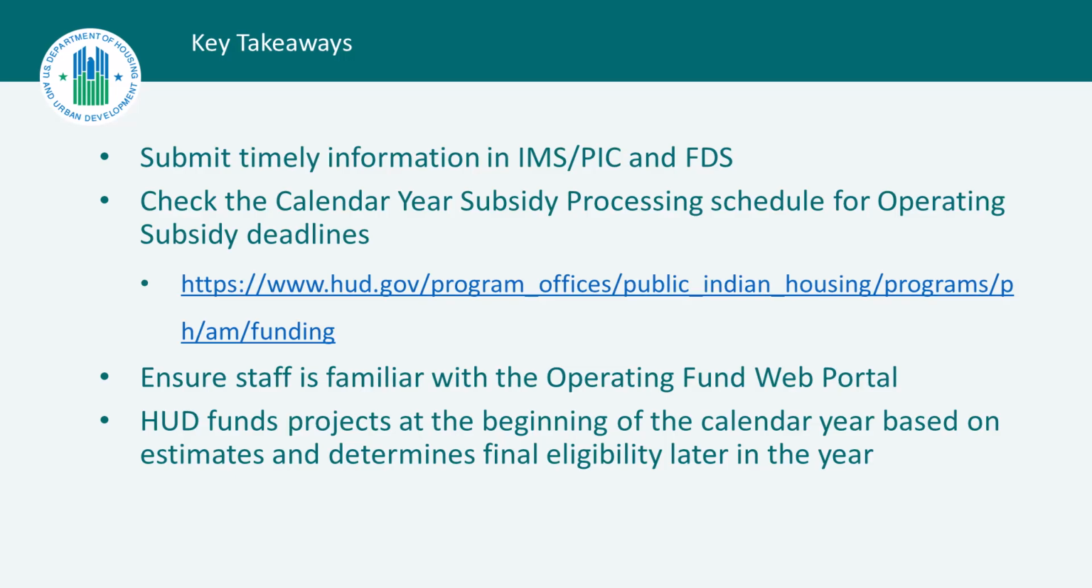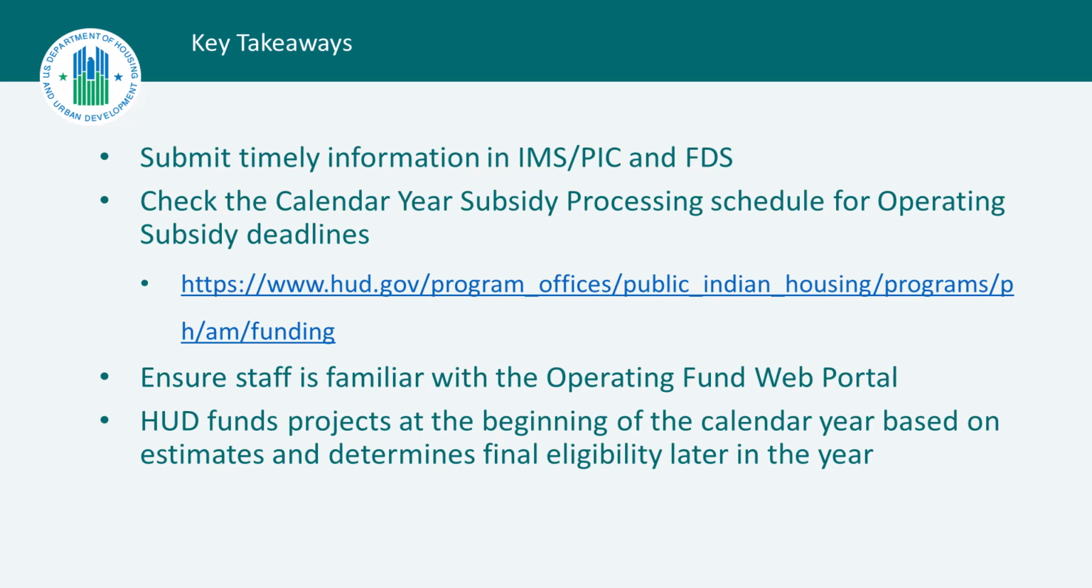In summary, submit timely information in IMS PIC and FDS to ensure that accurate and complete data is pre-populated in HUD Forms 52722 and 52723, also called tools in this presentation. Always check the calendar year schedule for operating subsidy and mind deadlines for submission of tools to ensure correct and timely funding. Ensure staff is familiar with the operating fund web portal.